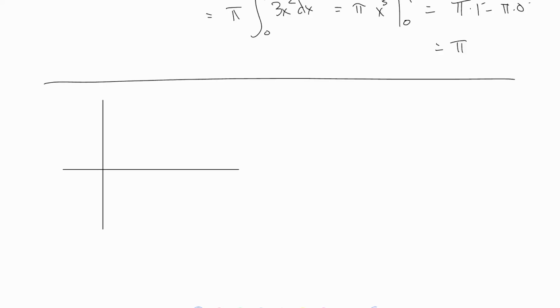Same kind of situation, but this is y equals x, and this is y equals x squared. I want this region revolved around the x-axis. So it's a kind of similar looking shape, although a little bit different because it's got that curviness to it on the inside. All right, see what you think.